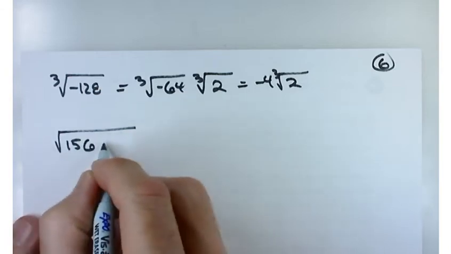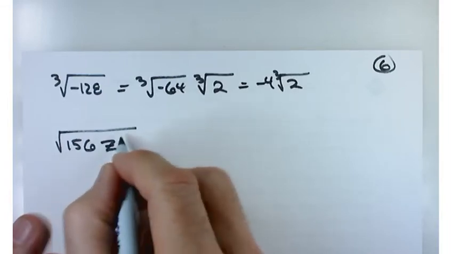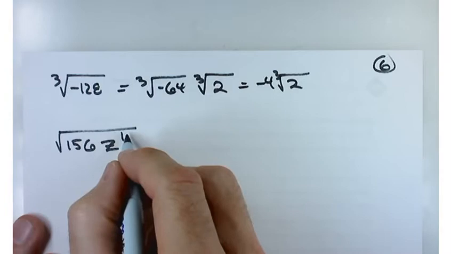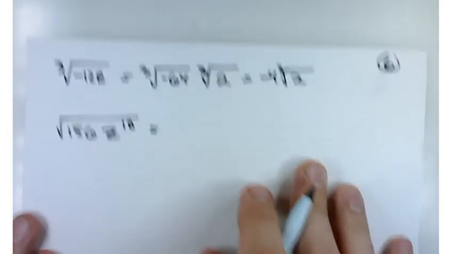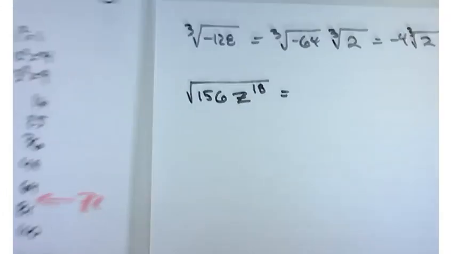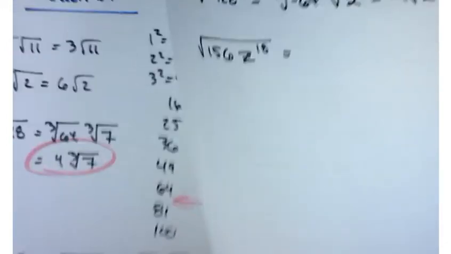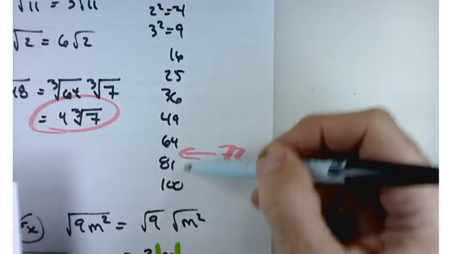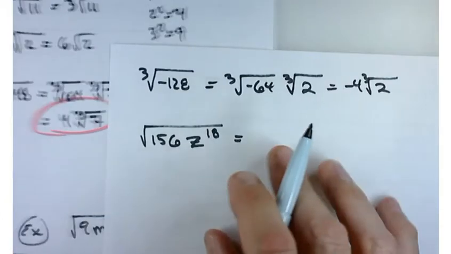Square root of 156, z to the 18th. Now this one's kind of a pain. What list am I going to look at? Perfect squares or perfect cubes? Perfect squares. You can march all the way up your list, and the largest perfect square that goes into this evenly is going to be a 4.